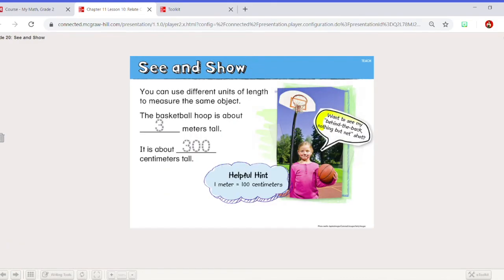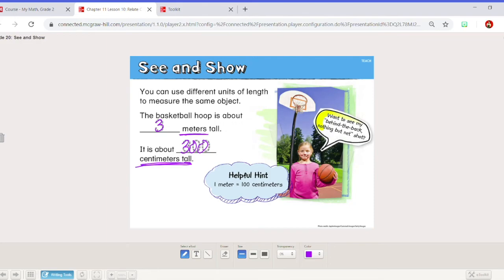It says you can use different units of length to measure the same object. The basketball hoop is 3 meters tall. It is about 300 centimeters tall. Those are saying it's the same height. It didn't grow smaller or taller because it went from 3 to 300. It's the same. They're just using a different unit. It's 3 meters, but also you could say it's 300 centimeters if you were measuring with a smaller unit.